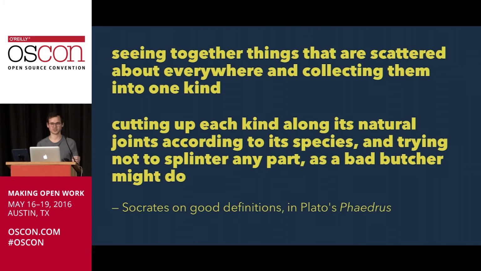So one of the things that a definition is supposed to do is see together things that are scattered about everywhere and collect them into one kind. So see things that are similar and recognize that they're similar. But the other thing it's supposed to do is cut up each kind along its natural joints according to its species, and trying not to splinter any part like a bad butcher might do. So an example kind of makes this clear.